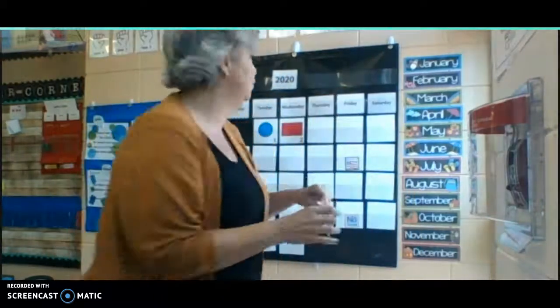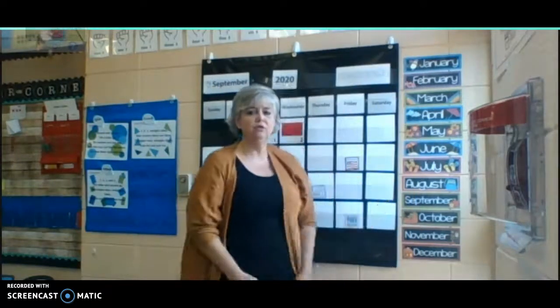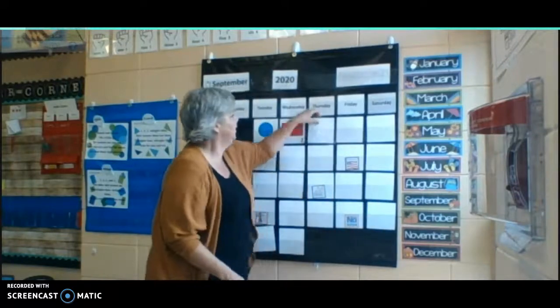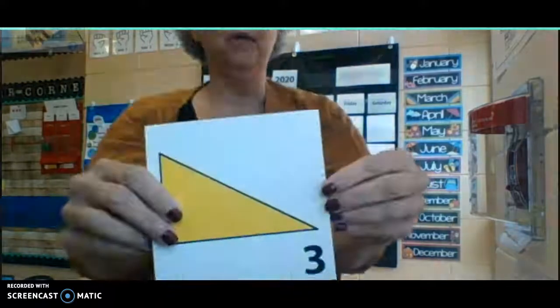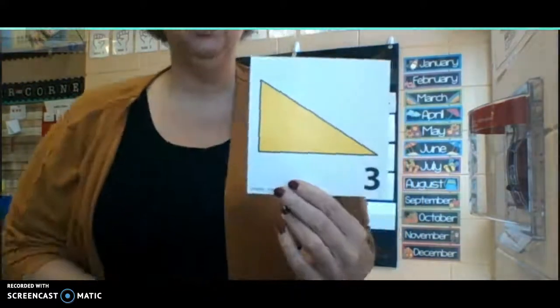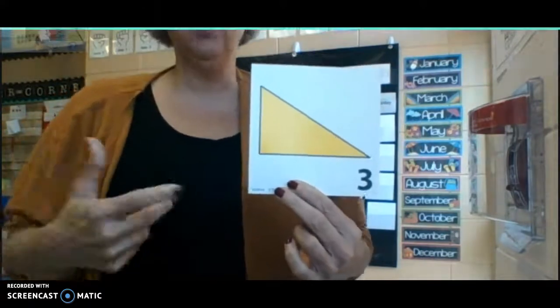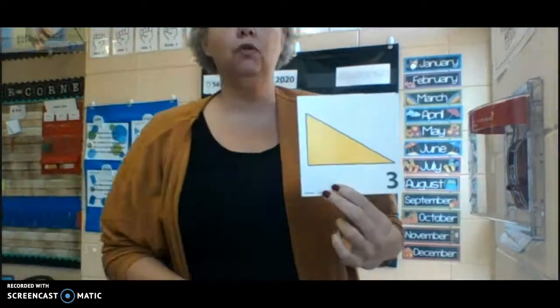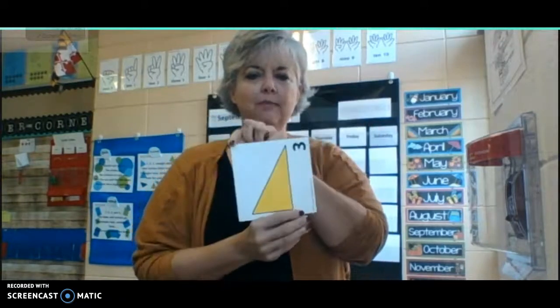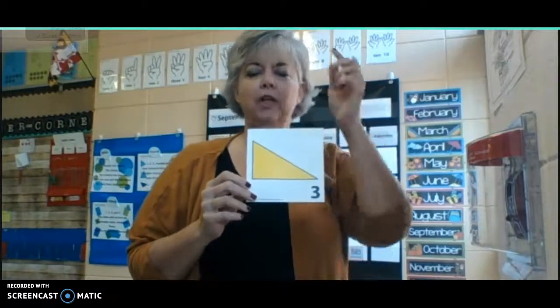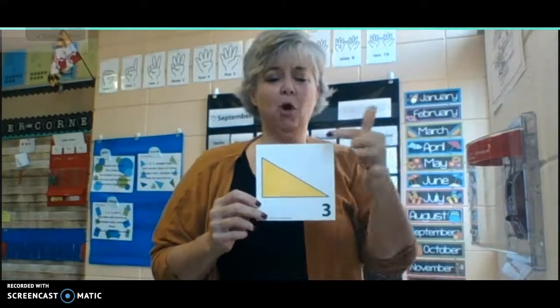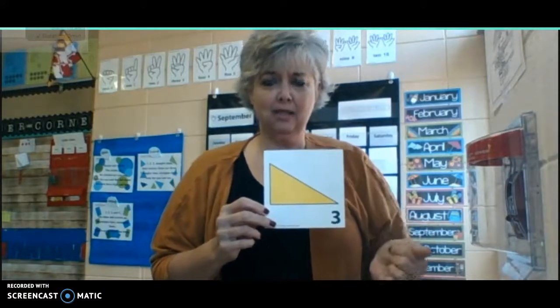Let's find out. Remember I taught you how to do a drum roll. Drum roll. Here we go, and it is boom. What shape is that? You're right, it's a triangle. A triangle has 3 sides. Let's count them. 1, 2, 3. So sometimes triangles look like this. Sometimes they're this way. Sometimes they're this way. But the one thing that triangles all have the same are the 3 sides.